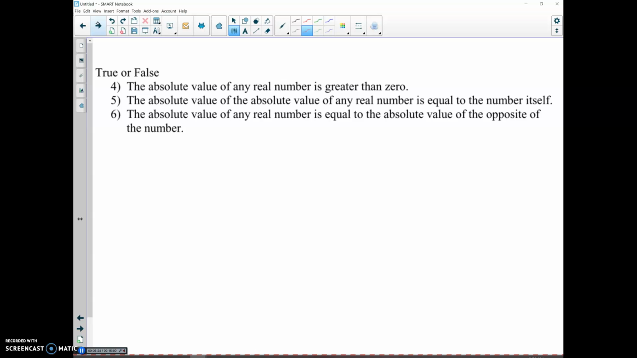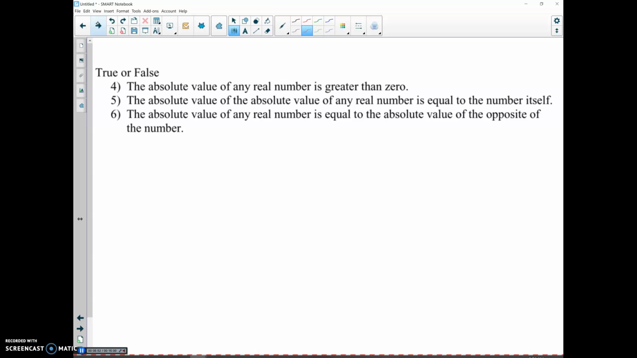Number 4, the absolute value of any real number is greater than 0. So let's think, what represents real numbers? The set of all real numbers is the number line, so it includes rational and irrational numbers, positive and negative numbers, and also 0. So can we think of anything that would have an absolute value not greater than 0?